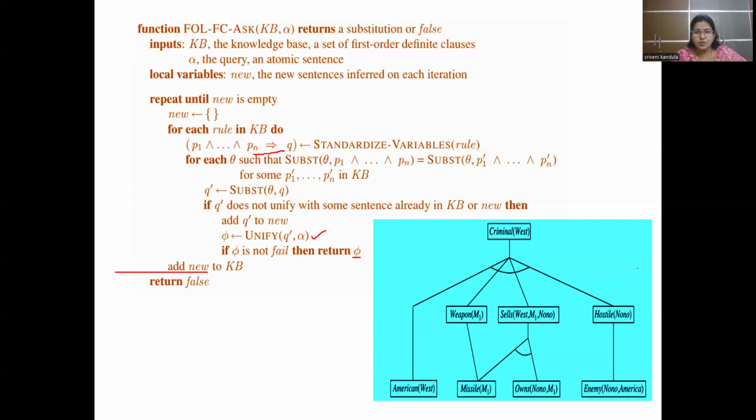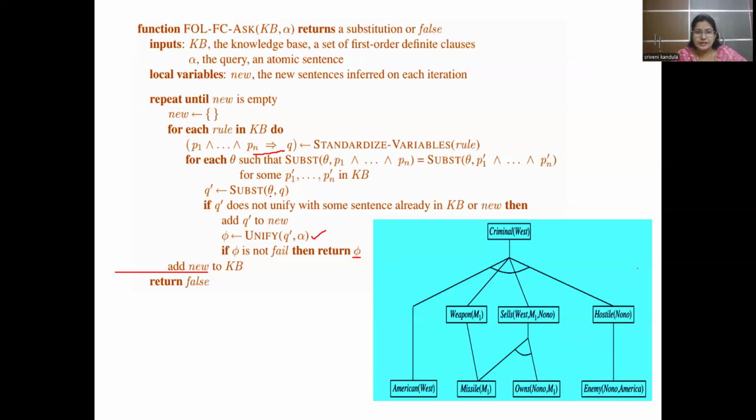So then what am I doing? Here I am using a substitution. So here criminal of X, X is replaced with West. Y is replaced with missile M1. Then here enemy, the hostile country, Z is replaced with Nono. So all this is happening.